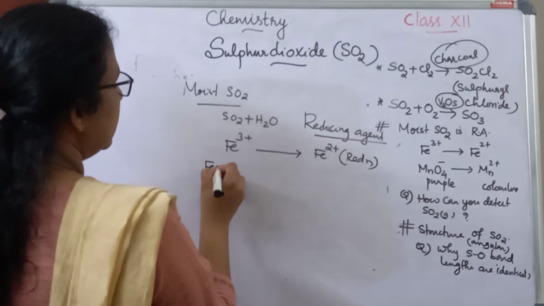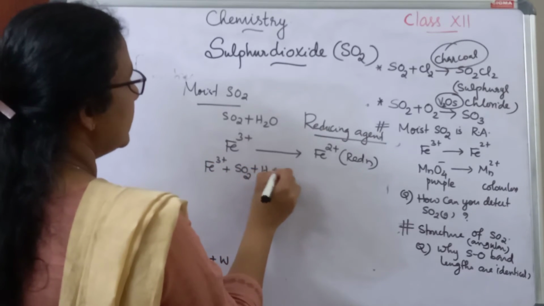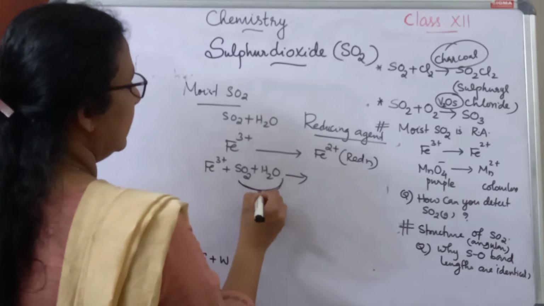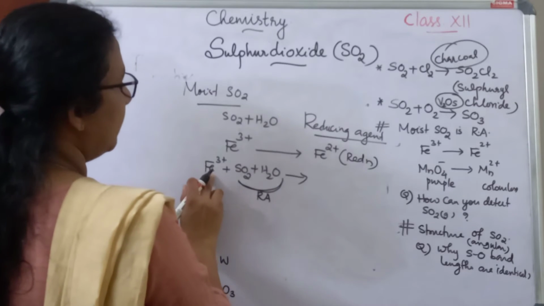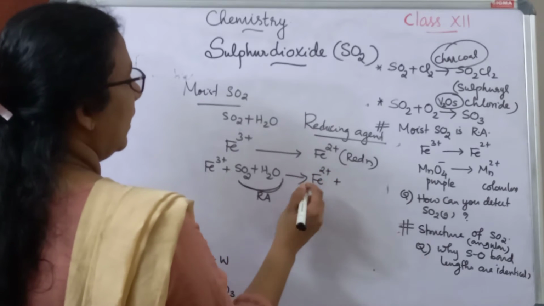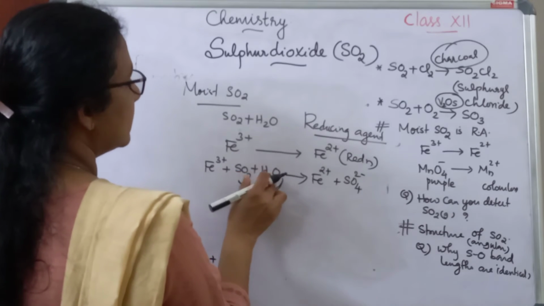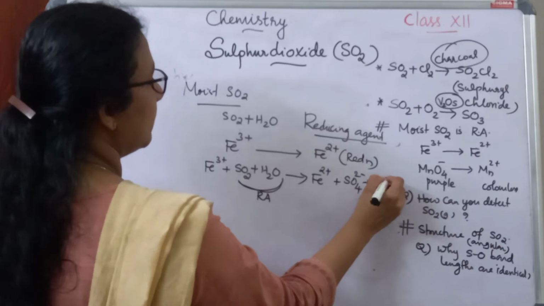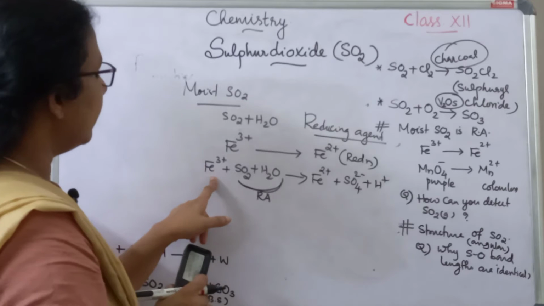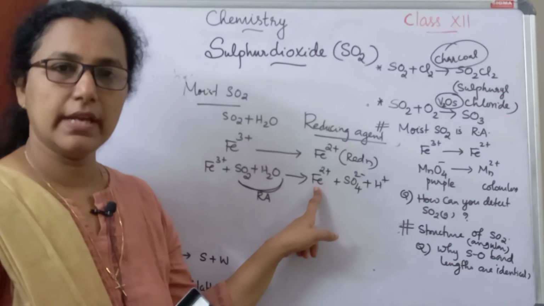So Fe3+ and SO2 plus H2O, that is moist sulfur dioxide, acting as a reducing agent, and Fe3+ reduces to Fe2+, and SO4 2-, that is, SO2 changes to SO4 2- and H+. So these are the products. The main point is Fe3+ changes to Fe2+. This is a reduction reaction.